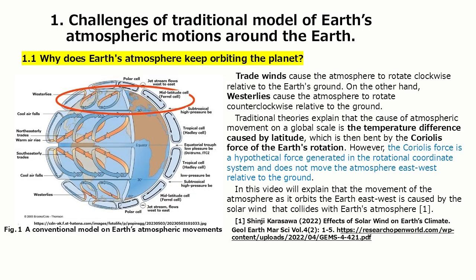Traditional theories explain that the cause of atmospheric movement on a global scale is the temperature difference caused by latitude, which is then bent by the Coriolis force of the Earth's rotation. However, the Coriolis force is a hypothetical force generated in the rotational coordinate system and does not move the atmosphere east-west relative to the ground. In this video we'll explain that the movement of the atmosphere as it orbits the Earth east-west is caused by the solar wind that collides with Earth's atmosphere.